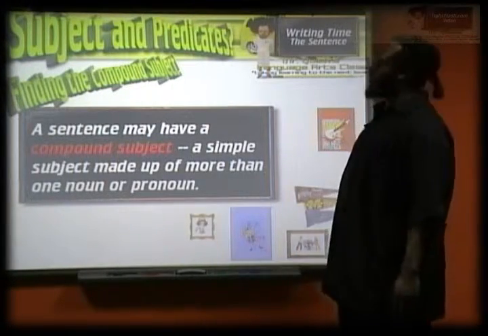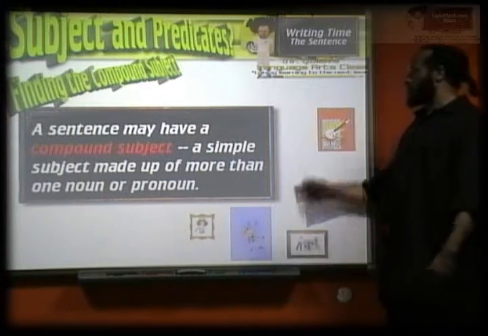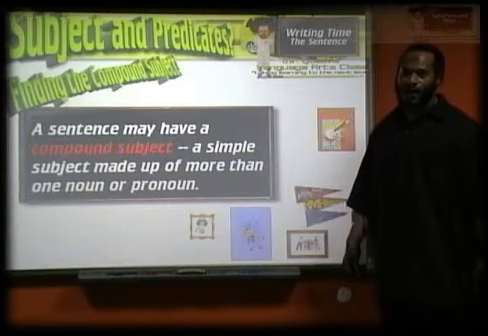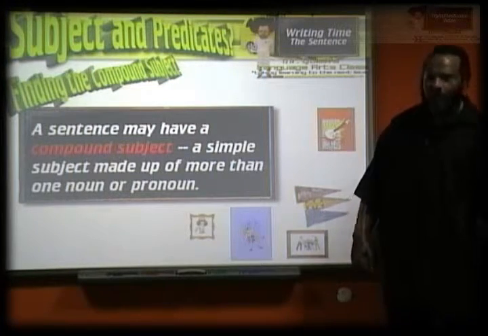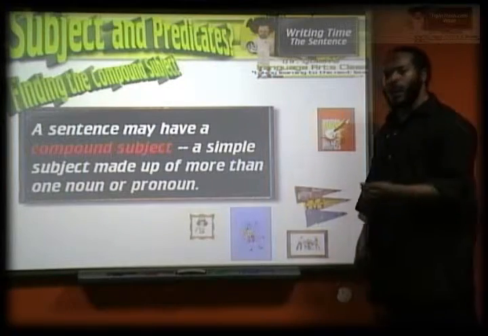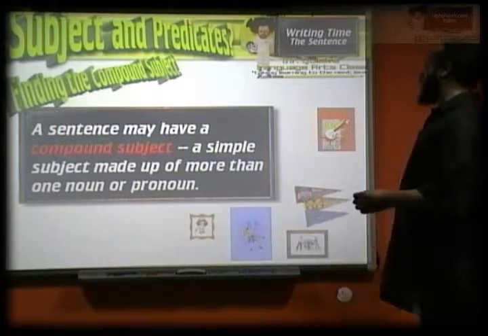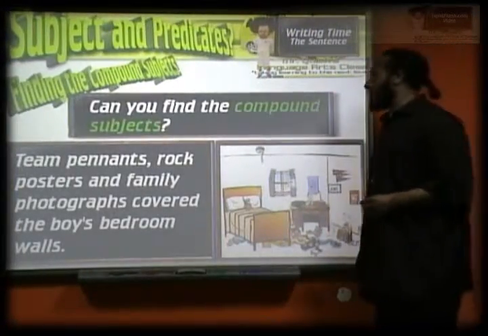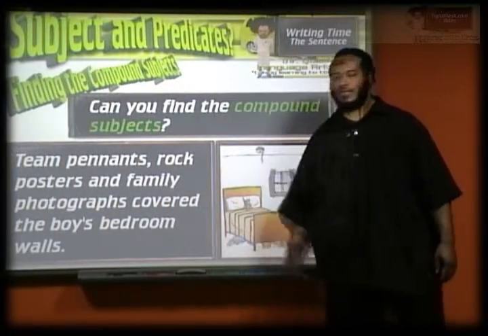Finding the compound subject. A sentence may have a compound subject, a simple subject made up of more than one noun or pronoun. Yes, a compound subject is a simple subject made up of more than one noun or pronoun. If you know your compound nouns, you know what we're talking about, but let's look at some examples. How do we find it? Can you find the compound subjects in this sentence?